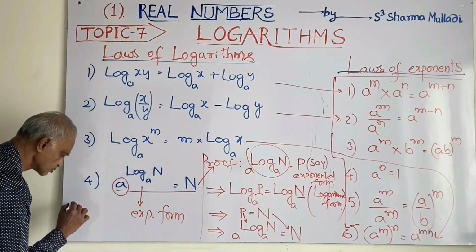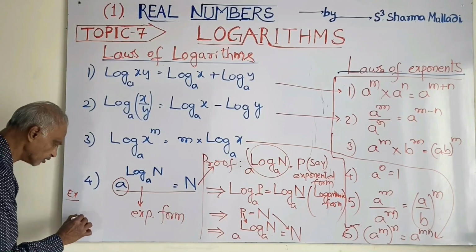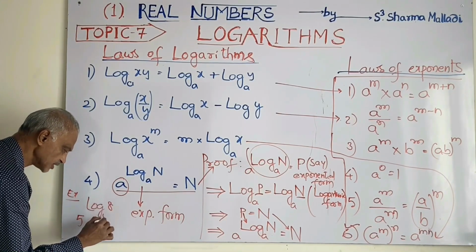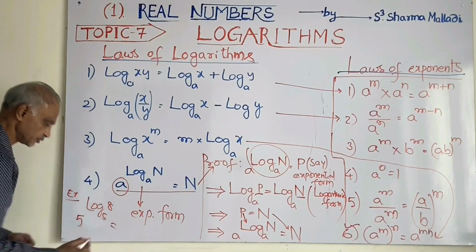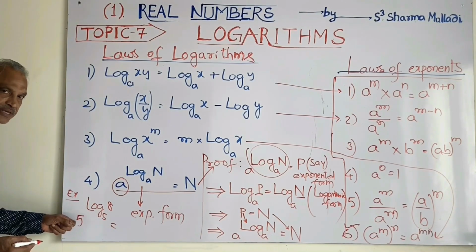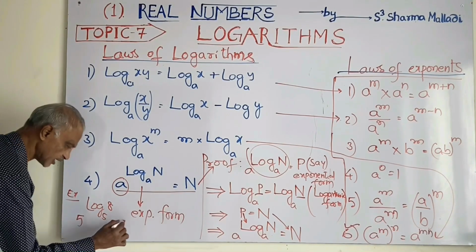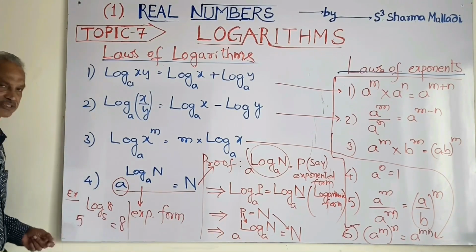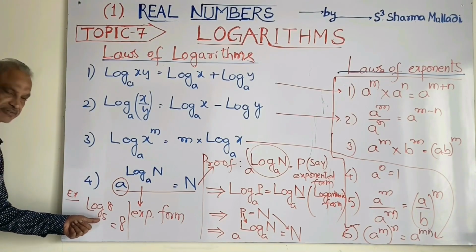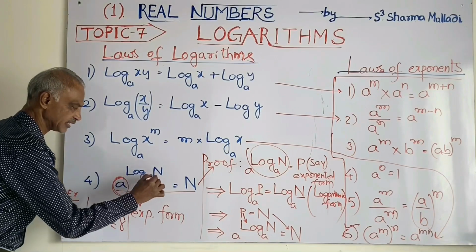I will tell one example, so that you can understand. 5 to the power of log 8 to the base 5 is equal to... 5 is there, base 5 is there. For the log also base 5 is there. You can write directly 8. What is the answer? 5 to the power of log 8 to the base 5 is equal to 8. You see, you will get n.